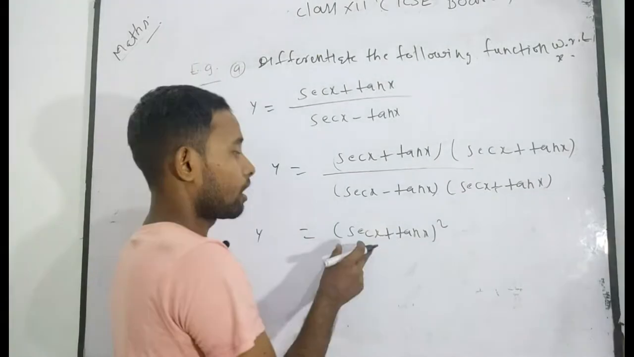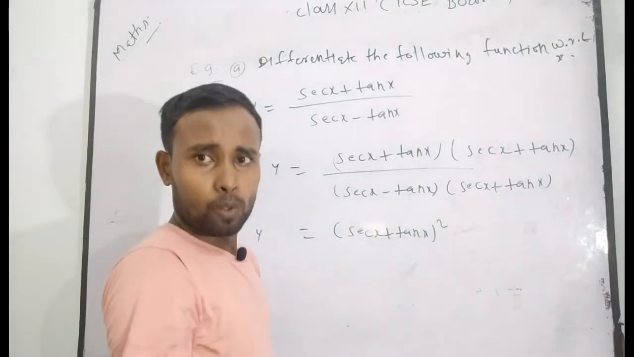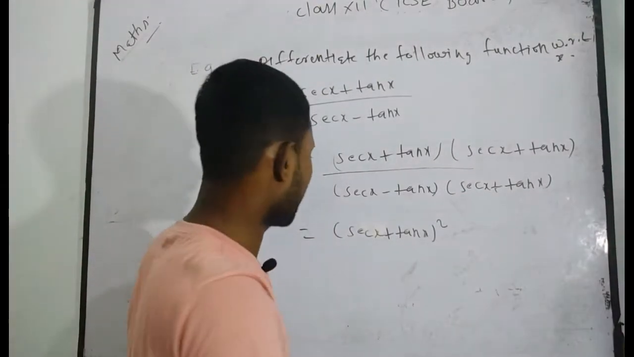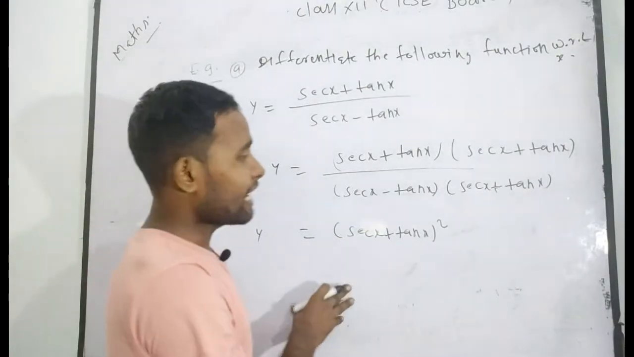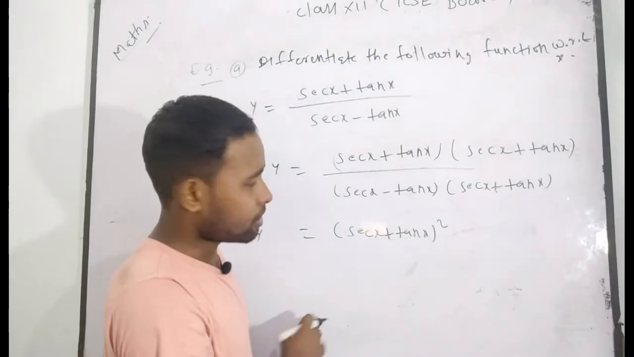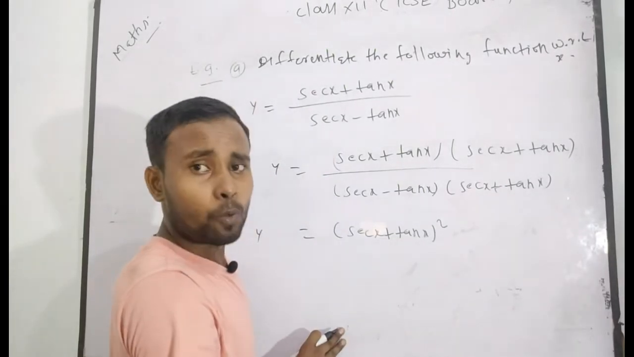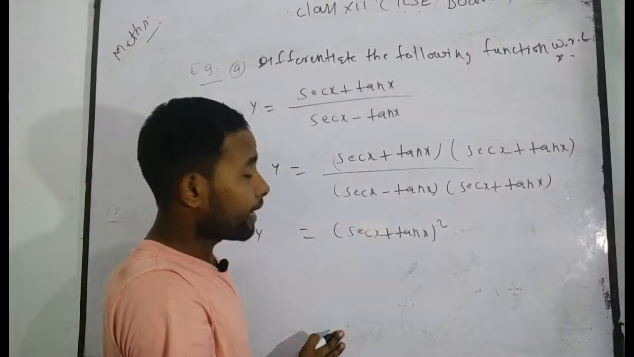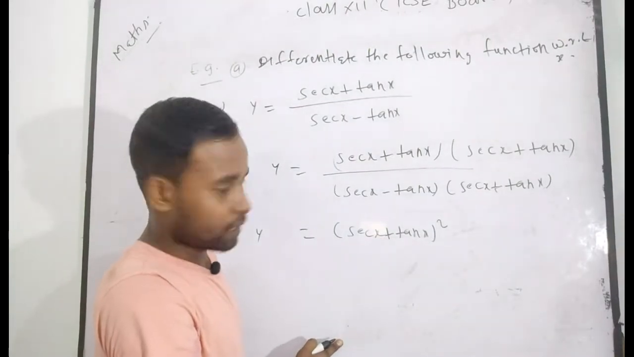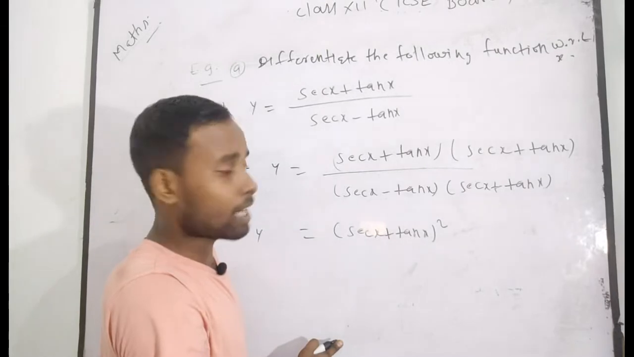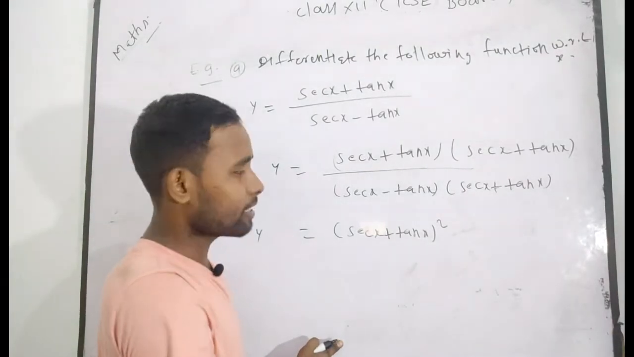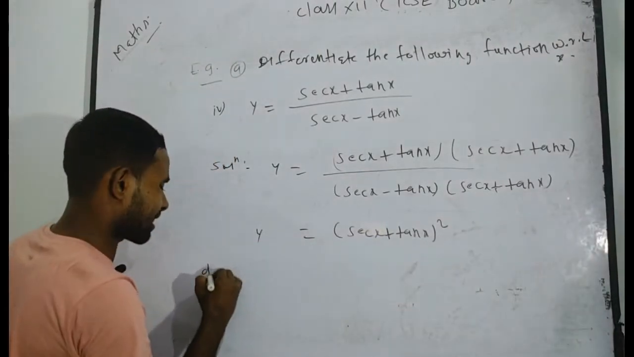Now you get y equal to (sec x plus tan x) whole square. I think you understand very easily. Now, can you differentiate this function? Yes, you can differentiate this function. But if you wish, you can also simplify again, because in that case it also becomes very easy. But you can differentiate directly.